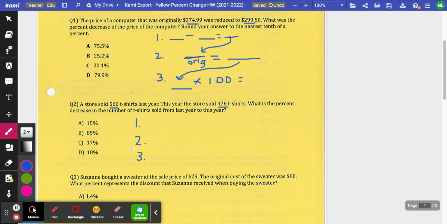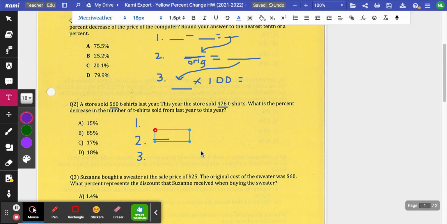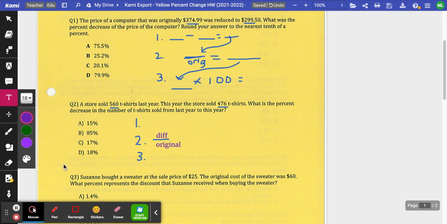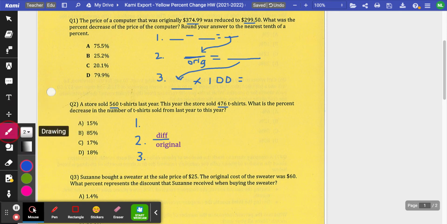Number 2, you're making a ratio. You're putting the difference and you're dividing it by the original number. The last step is to take your answer as a decimal and multiply it by 100. And you should get the correct percent.